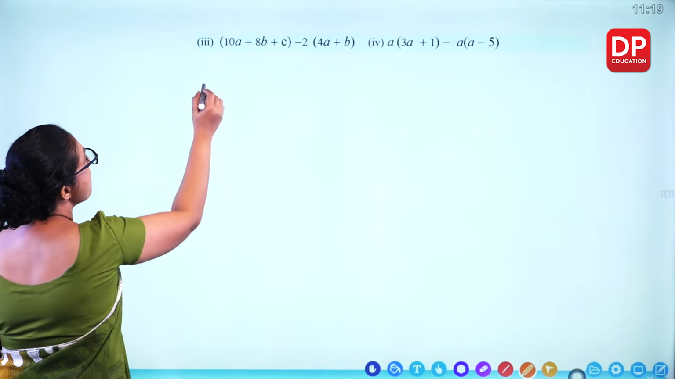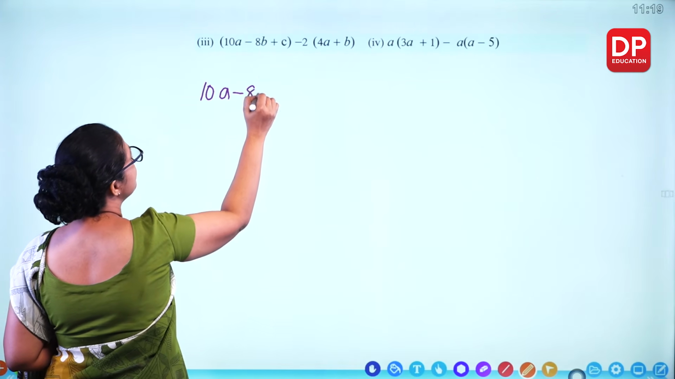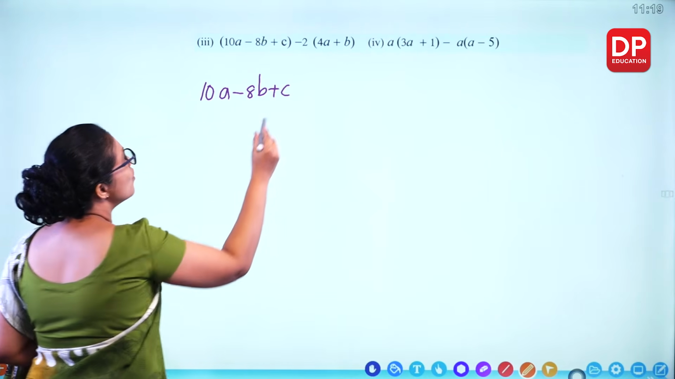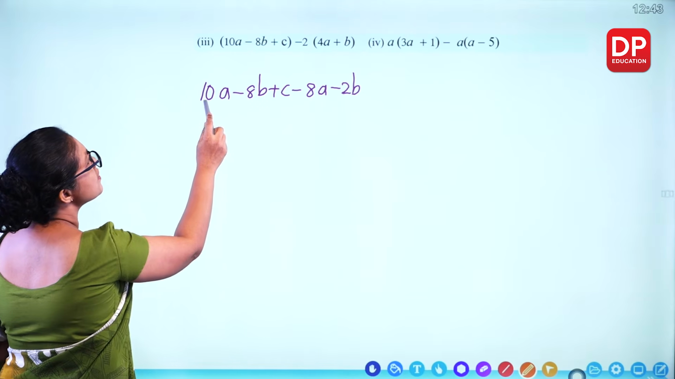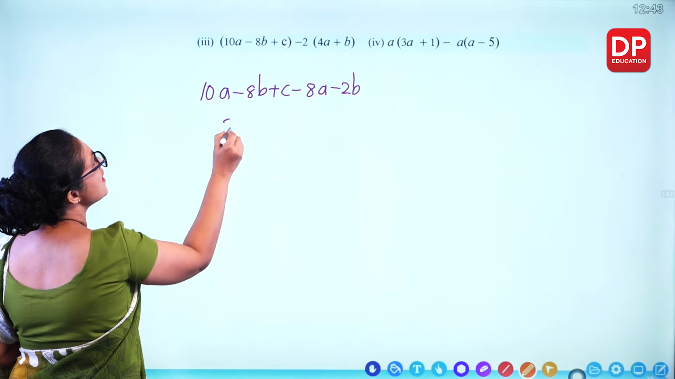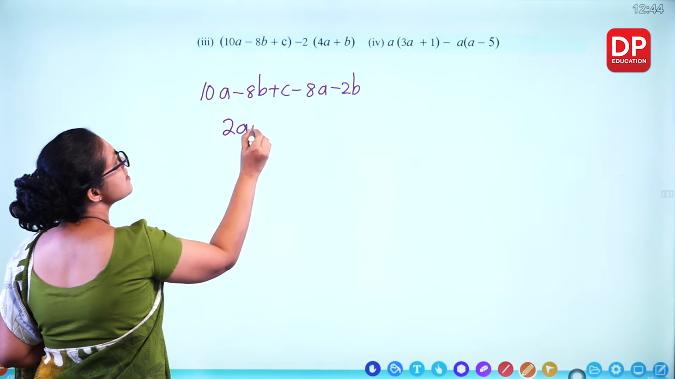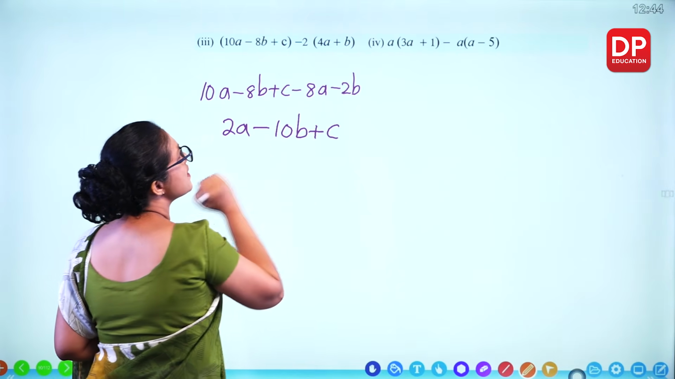Part 3. First one multiplied by 1. Second one multiplied by 2. Minus 8a, minus 2b. So 10a minus 8a, 2a. And 8b and 2b minus 10b, and you get plus c.